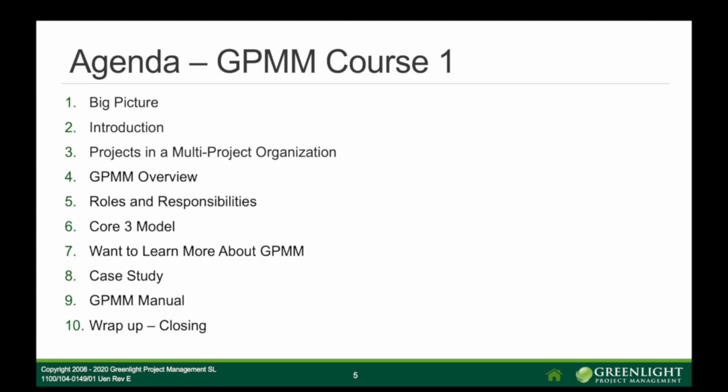Then to finalize the course, we have 3 items. If you want to learn more about GPMM, we will explain how you can learn more in the coming courses. You will also get to see the GPMM manual, which is a book in ebook or physical format that could be interesting for you if you want to learn even more. And finally, we will wrap up and close the course, and you will see the diploma and certificate that you will get.